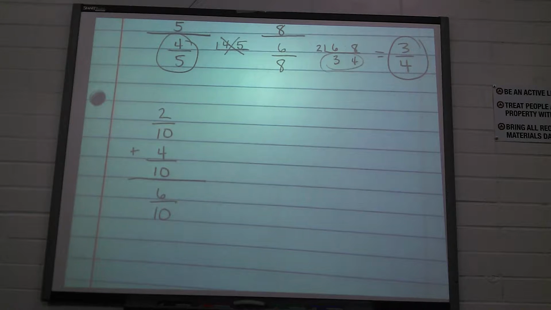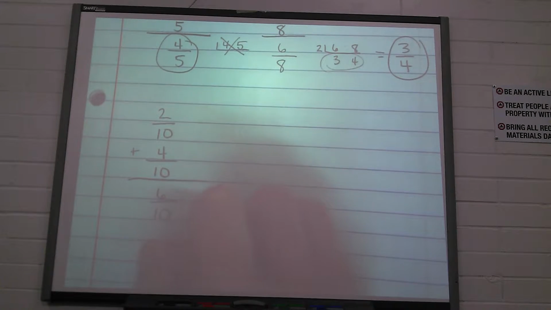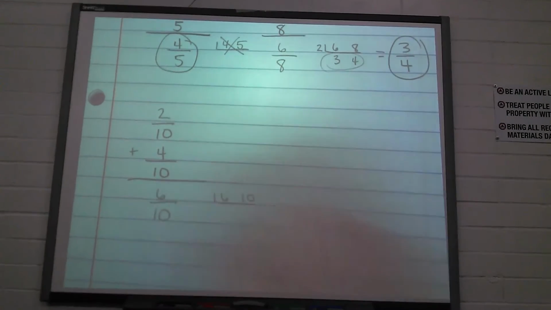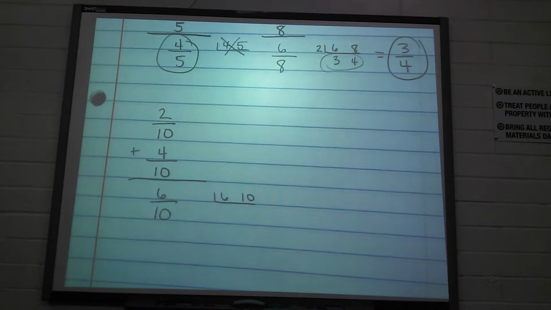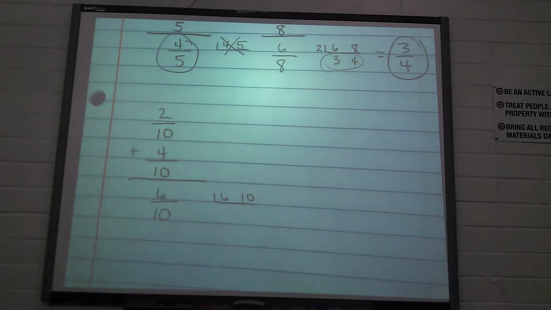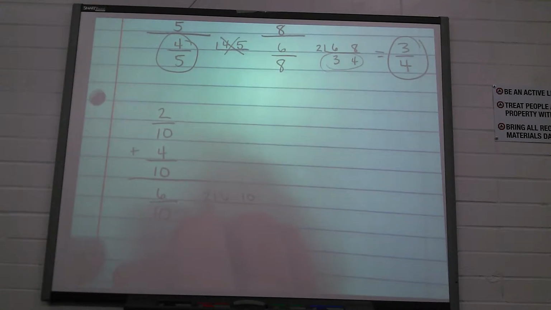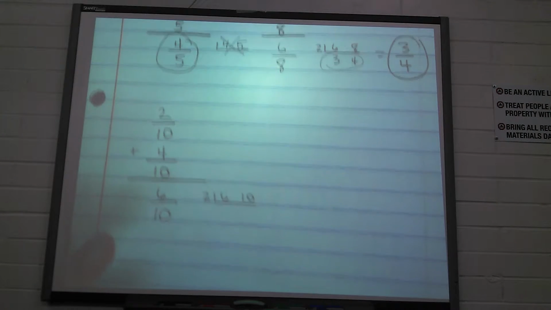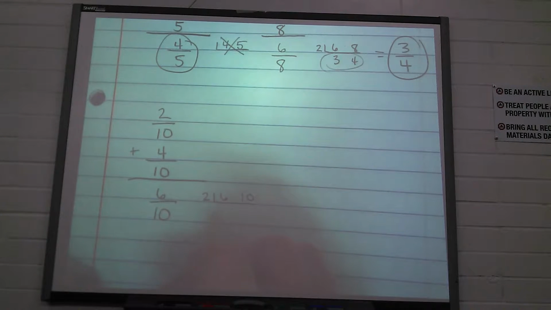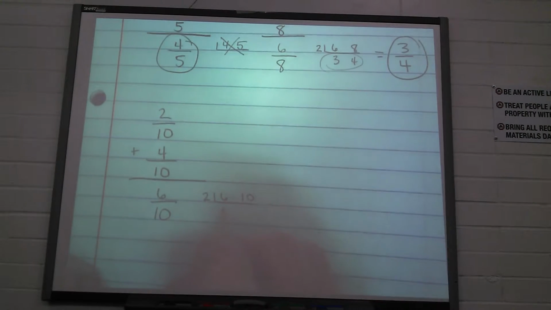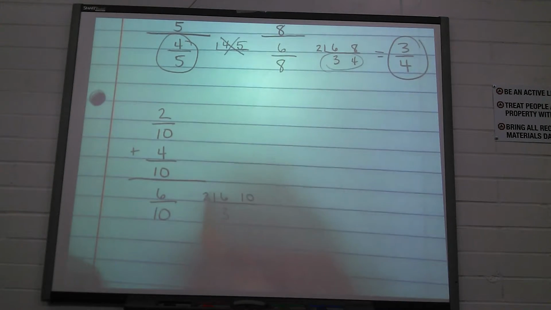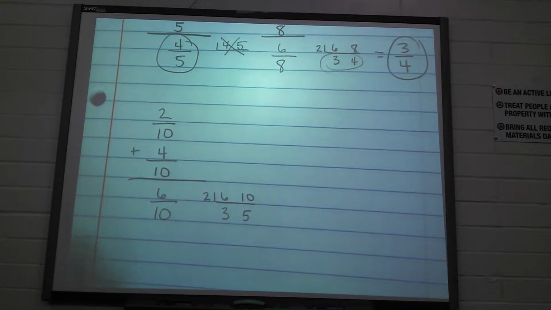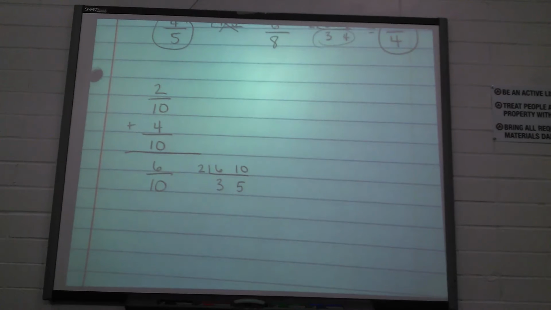Okay, let's see if we can reduce 6/10. Let's plug it into our division ladder. Can 2 go into both 6 and 10? And we know that answer is yes, because they are both even numbers. So what times 2 equals 6? 3. What times 2 equals 10? 5. Okay, now we're left with 3/5.